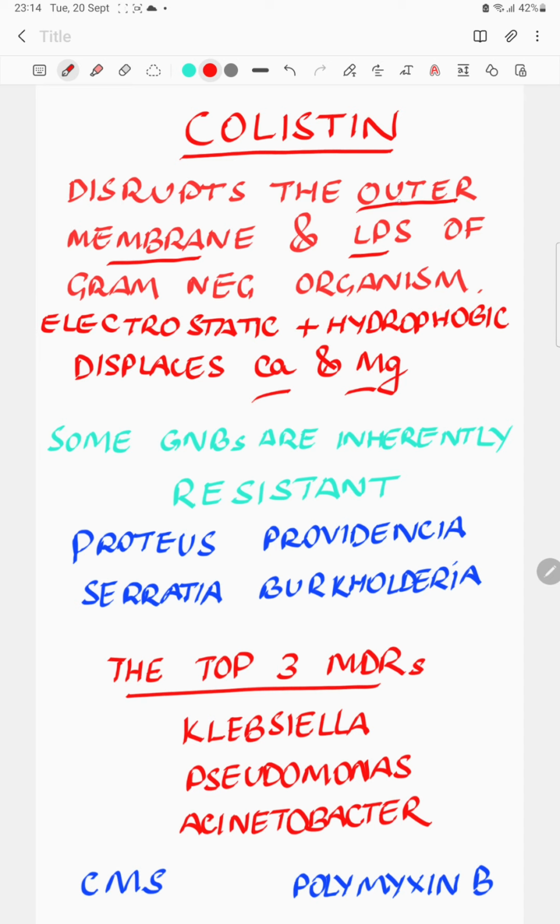Because of its unique mechanism of action at the outer membrane and the LPS, it is active against only gram negative organisms, but some GNBs are inherently resistant. Among these, the ones which find mention are Proteus, Providencia, Serratia, and Burkholderia.